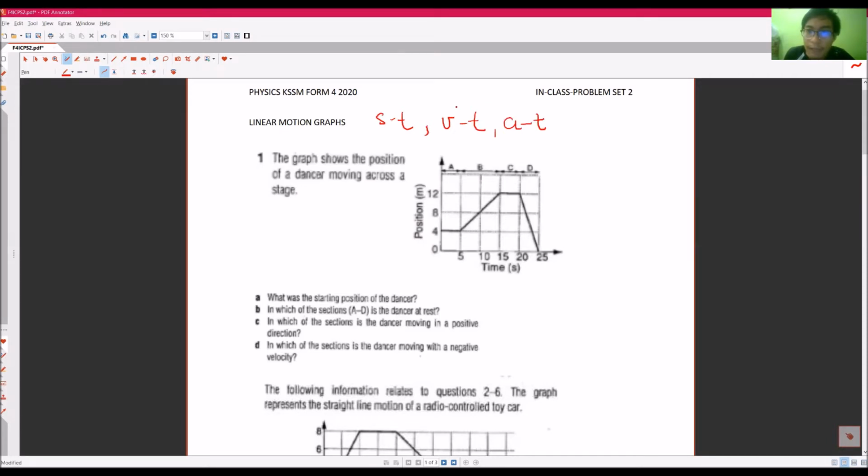Basically, the most important type of linear motion graph is the velocity time graph because it has a lot of information. Plus, it contains the information about the acceleration and also the displacement of an object. So the velocity time graph actually is the most complete description of motion for an object. But it doesn't mean that the displacement time graph and the acceleration time graph are not important.